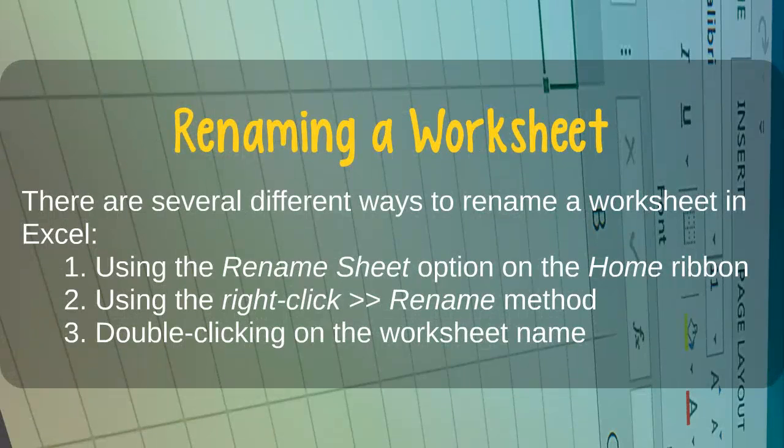There are several different ways to rename a worksheet in Microsoft Excel. Specifically, we can use the Rename Sheet option on the Home ribbon, we can use the right-click Rename method, or we can simply double-click on the worksheet name. Let's see examples of these three techniques.